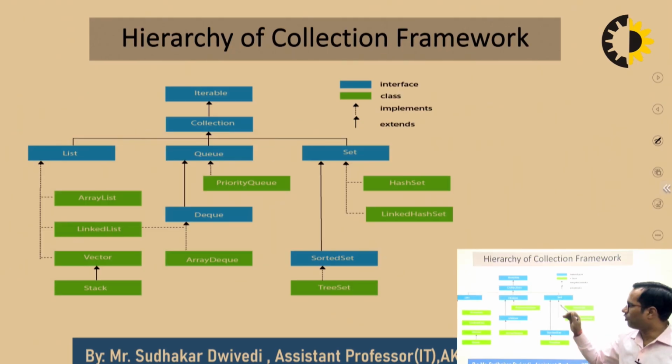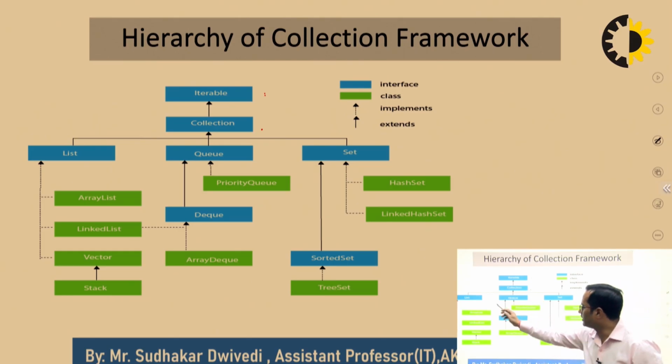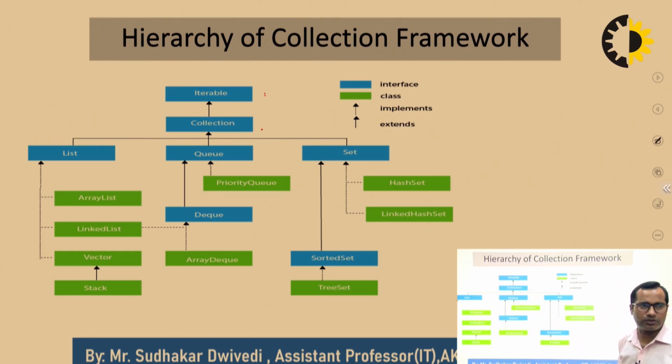So if we talk about the whole hierarchy of this collection framework, we can see here. This is the collection, and the root interface is the collection. If we see, there is a top element, the top interface, which is Iterable. But if I'm talking about the collection interface only, we can just say that the root interface is the collection one, from which all these types of interfaces are derived.